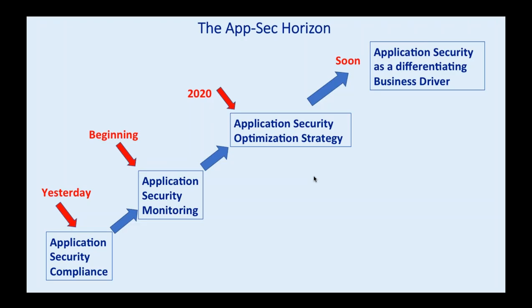Well, yesterday and to some extent today, application security has all been about compliance. It's about people creating policies and doing a lot of governance and auditing, but it hasn't really worked. We're now seeing application security instrumentation. IAST and RASP are coming in. It's growing pretty fast in the States. In Europe, we're slow on the uptake.